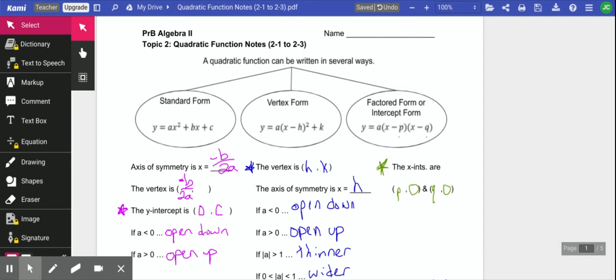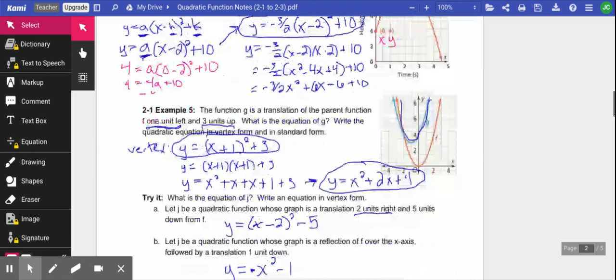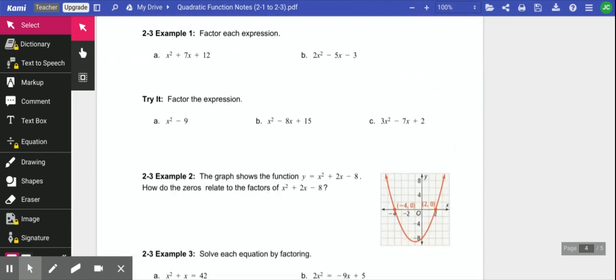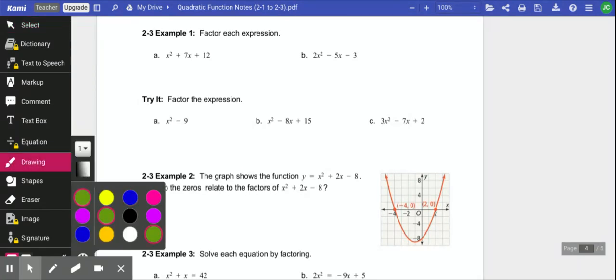Now, with all of them, this a value out in front is going to tell you if it opens up or down. It's going to tell you if it's thinner or fatter. But the other things that we can see, the vertex, y-intercept, and x-intercept, kind of depend on the form. So we're going to spend some time practicing with this factored form. So flip to the page we left off on. The first thing I want to do is just remind ourselves how to factor.